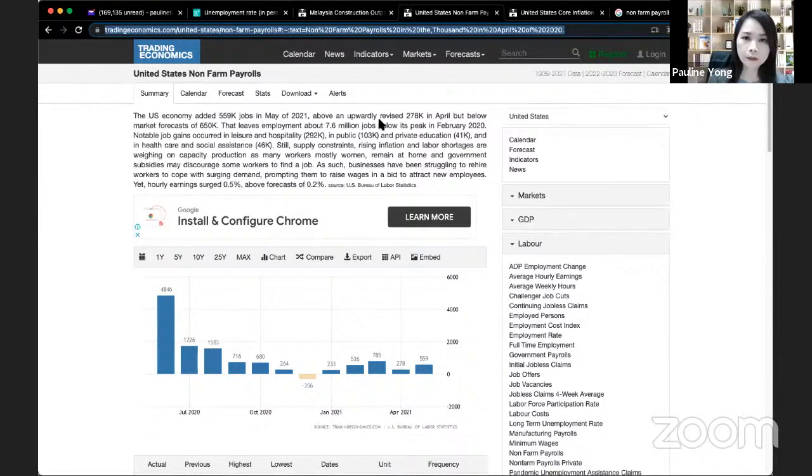And if you look at Malaysia, we do have our unemployment rate, which is published every month on a monthly basis. Okay, so let me show you our unemployment rate.